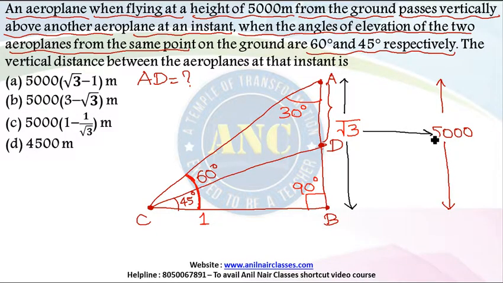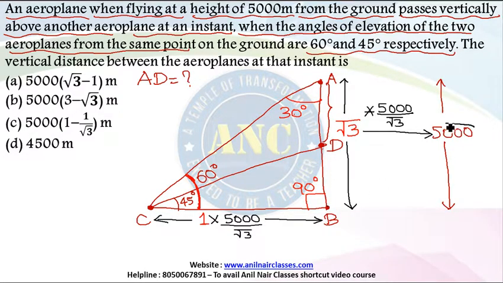So, according to assumption it is root 3. According to the question it is 5000. Root 3 should become 5000. Multiply by 5000 divided by root 3, because root 3 into 5000 by root 3 cancels, you are left with 5000. 1 also you should multiply by 5000 by root 3, then simple, right? Now that means CB value is 5000 by root 3, AB value is 5000. This is what we came to know at present.